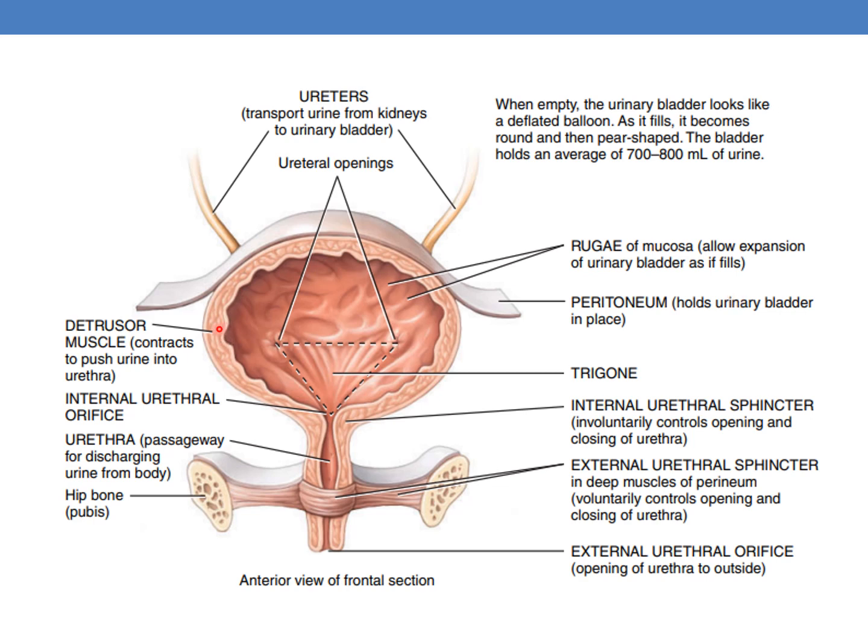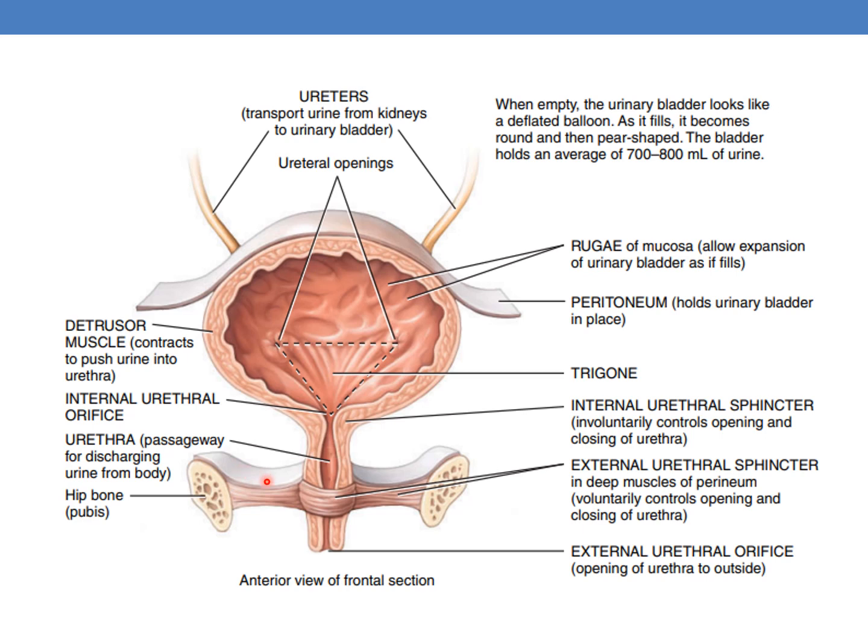And this is the detrusor muscle, it contracts to push urine into the urethra. This is the internal orifice and this is the trigone area. And this is the urethra. This is the urinary bladder and this is the urethra, the passageway for discharge of urine from the body.